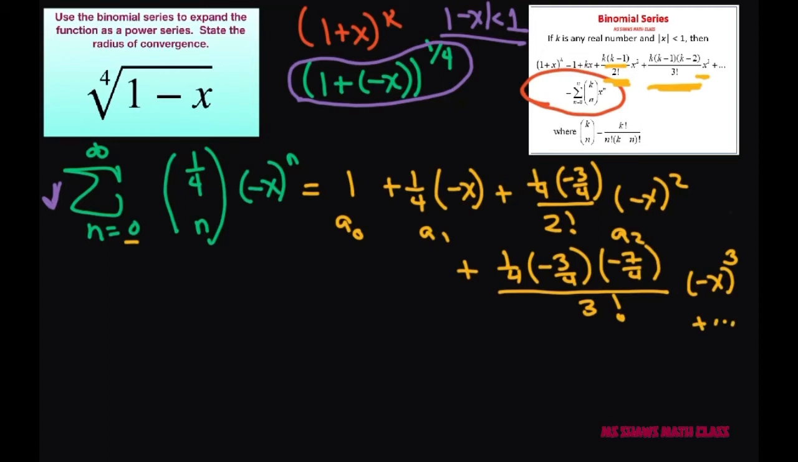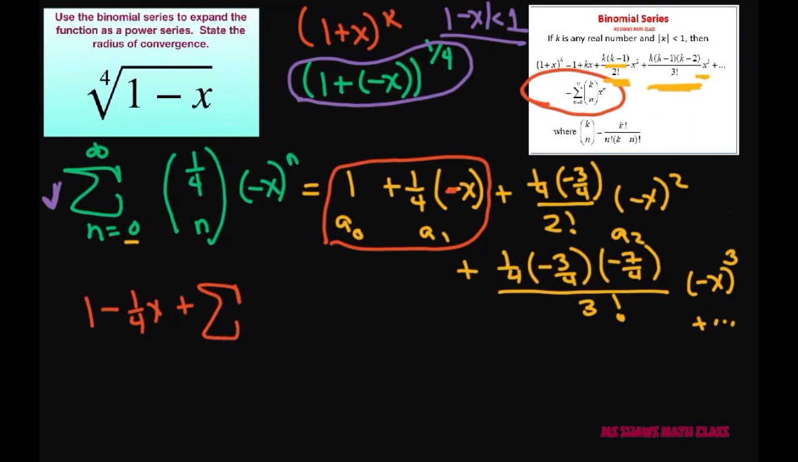All right. So from there, what we want to do so we can get some pattern here, and this usually happens with your binomial expansions, is pull out these first two terms. So we're going to write this as 1 minus 1/4 x, and I just pulled out this negative, and then write plus the sum. Now we're starting at our second term, so we're going to go n equals 2 to infinity.